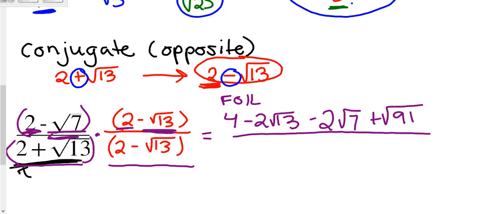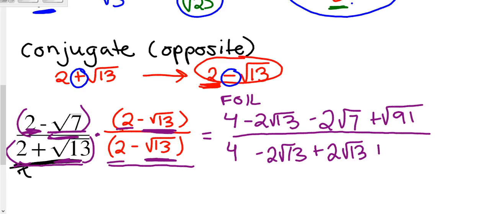Over, now we do FOIL on these 4, so 2 times 2 is 4. We have 2 times negative square root of 13, negative 2 square root of 13. Positive 2 times square root of 13 is positive 2 square root of 13. And then we have the square root of 13 times the square root of 13, which is a whole 13. That would be a negative because we have a positive and a negative, so negative 169.